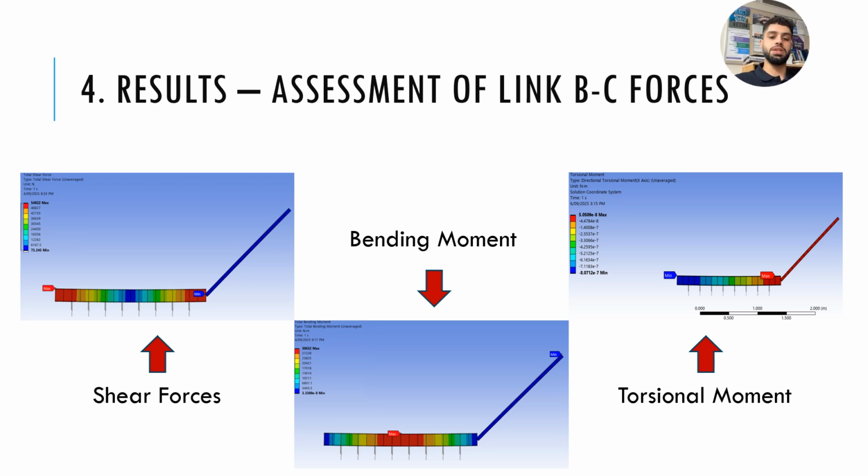For assessment of link BC forces, we have shear forces, given as about 55,000 maximum. The bending moment follows the opposite trends along the beam, with shear forces being low about the middle and bending moment being at its maximum along the middle. Then we have torsional moment, which is about as high as at where the link and the beam are joined at section B.